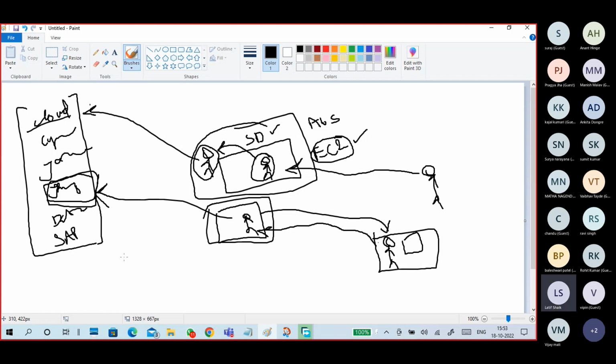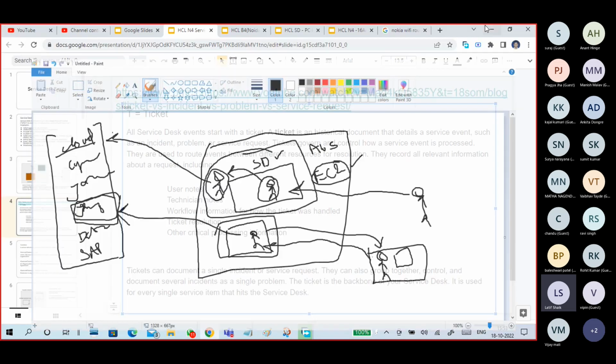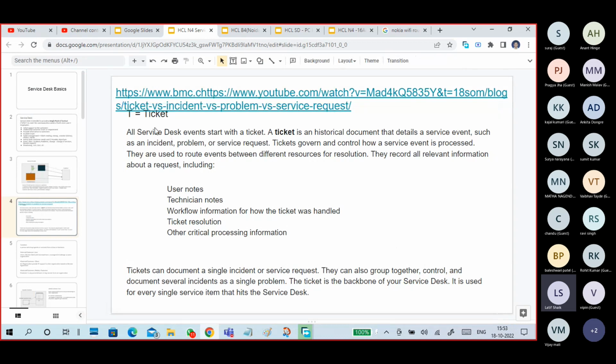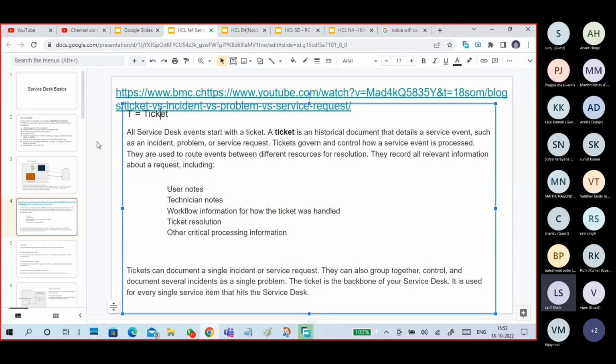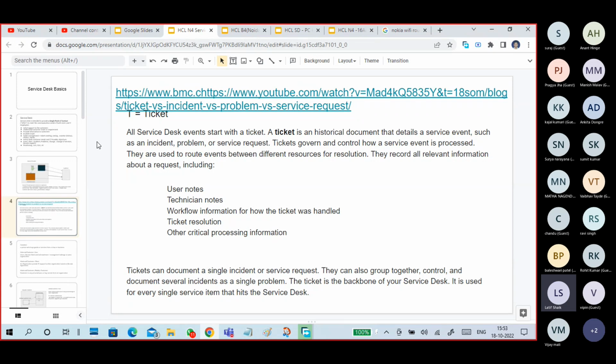And for whatever position you are in, in whatever technology, service desk technologies are very useful. Service desk software, service desk technologies, all are very useful. So that's my point: do not ignore the service desk.